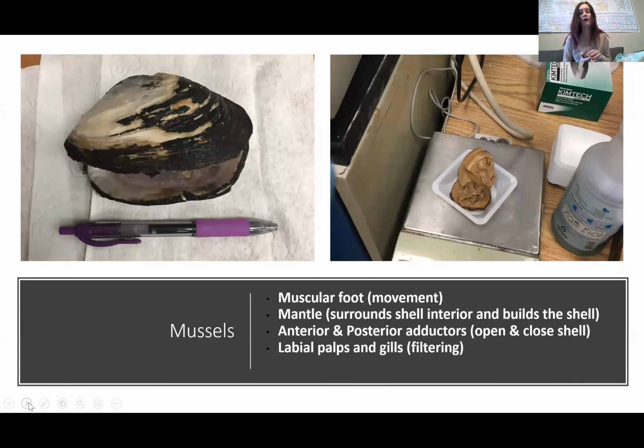Mussels have a soft part of their body called their tissue, which is illustrated over here. It contains their muscular foot that they use for movement, so they can actually move a little bit. They have a mantle which surrounds the shell interior and also helps build their shell. They have anterior and posterior adductors which help open and close the shell, so when they're on the bottom of the river, they'll still be able to open and close their shell. And they have labial palps and gills, which help them for filtering.